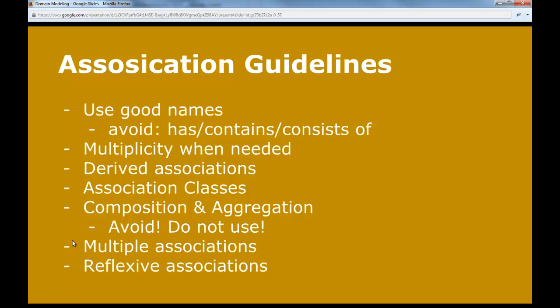We can add multiplicity when we need to. In many cases, it is quite easy to understand the multiplicity, that is, how many of something is related to how many of another thing. It is natural and not really a problem. But in some cases, we add it to add details. In our dice game, we added that the dice game actually contains 2 dice.